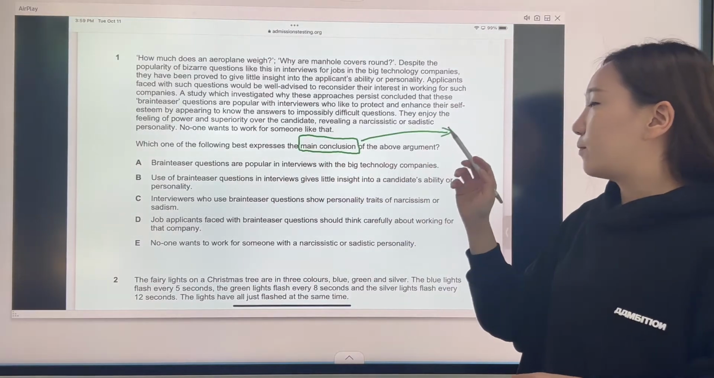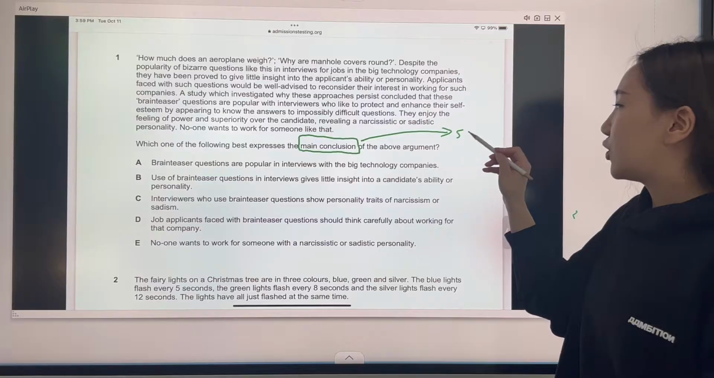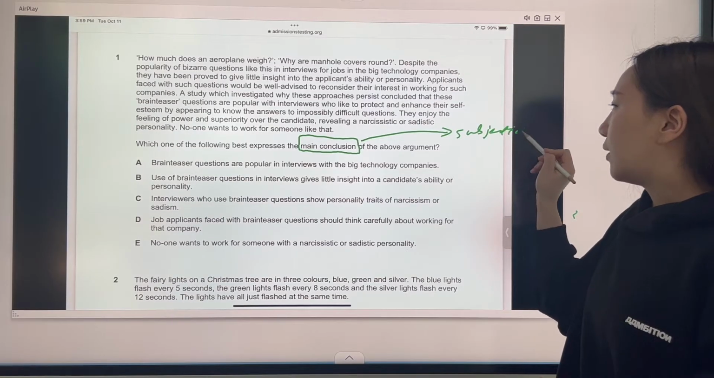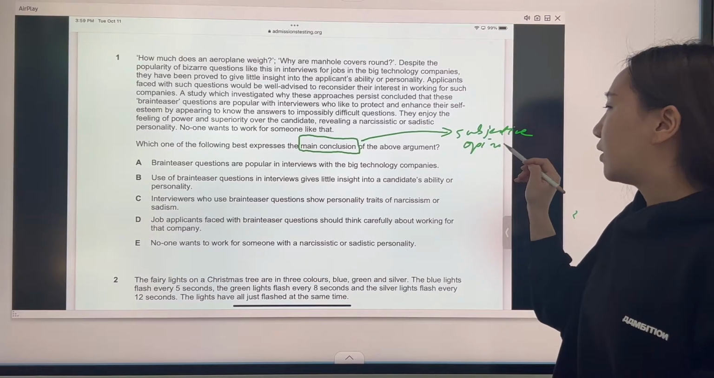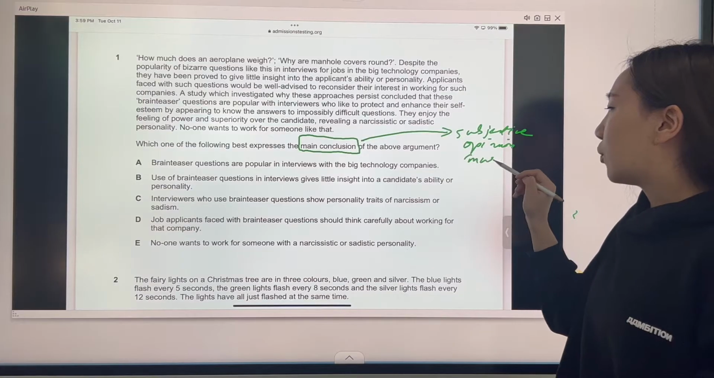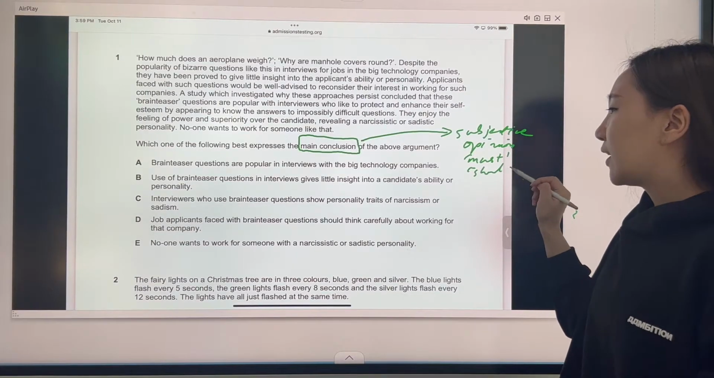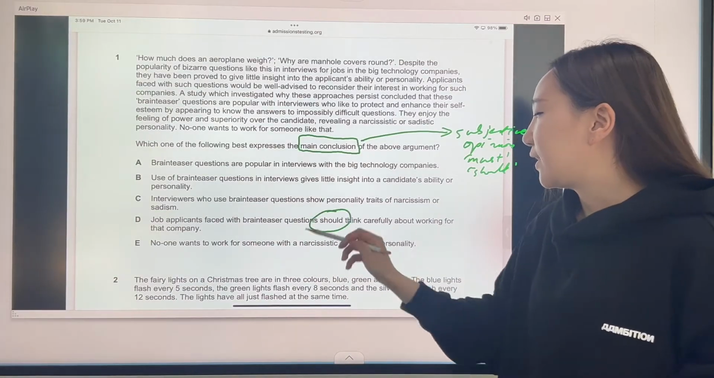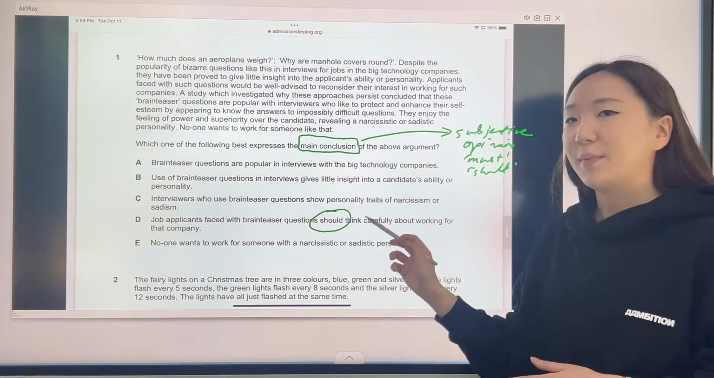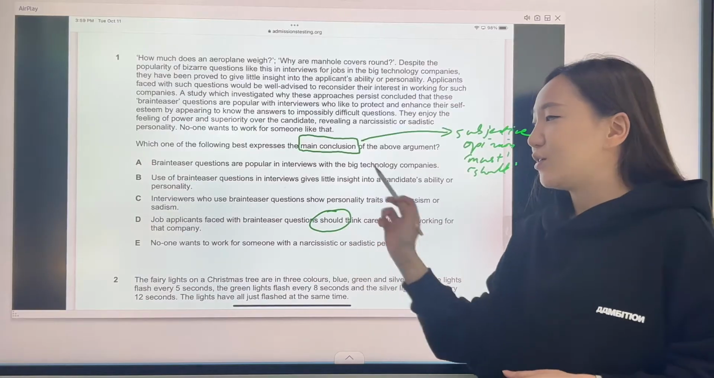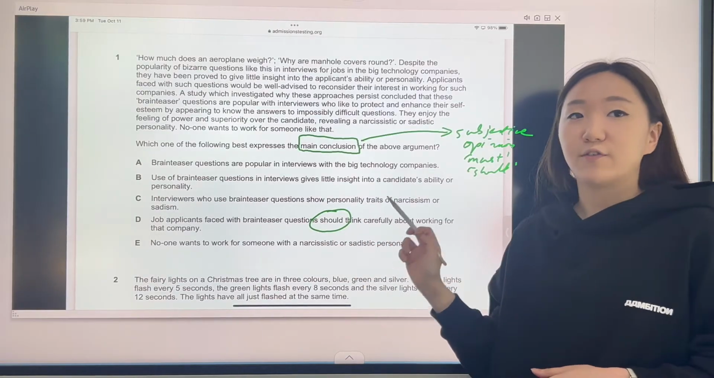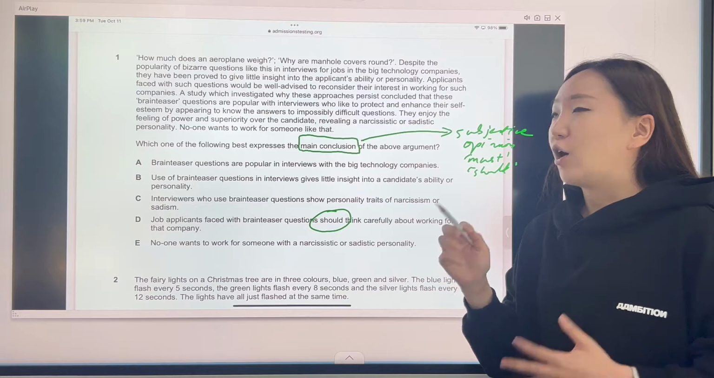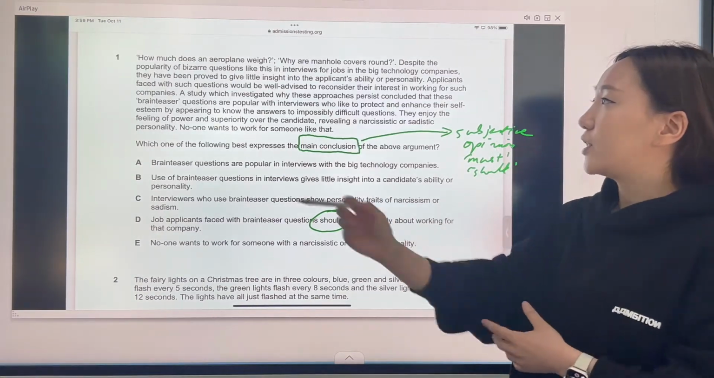As I've mentioned in the past, you're looking for something subjective, an opinion, something along those lines. As I said, looking for words like must or should can be a good way to think about it. Already I'm seeing should here, so I could make the assumption that this is the answer. Obviously you don't want to look at the answers first, but just something that I might think about. But let's read through it together.